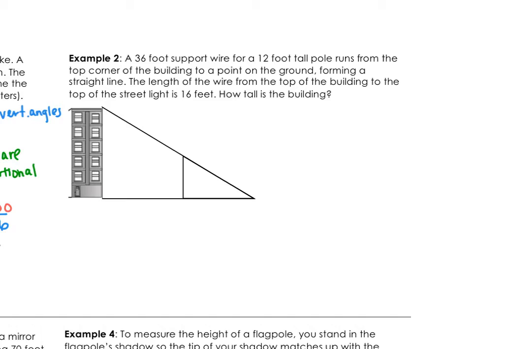So I'm just going to label some things. First of all, the support wire is 36 feet long. So this length right here, from here to the bottom, is 36 feet long. And then we have a 12-foot tall pole.